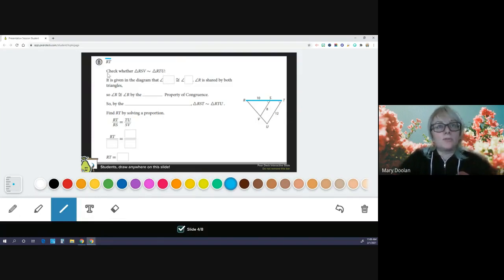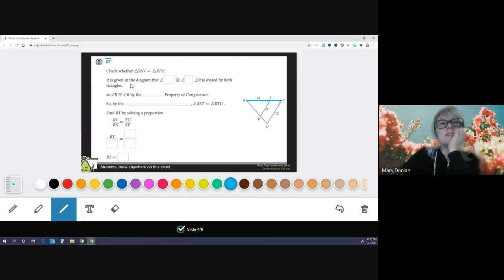So your steps: you have to first check if, in fact, the two triangles in the picture that you're given are similar. We're talking about triangle RSV, the smaller one that is inside. Is that similar to triangle RTU, the larger triangle? The smaller one is completely contained within the larger one. So we're trying to check if it's similar.